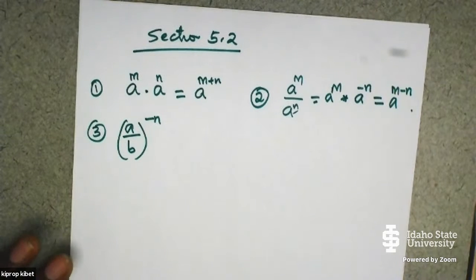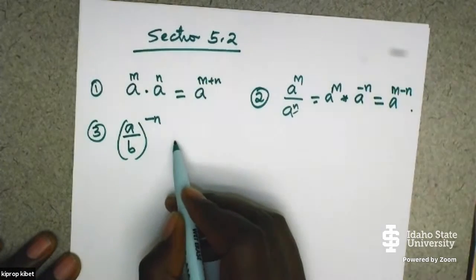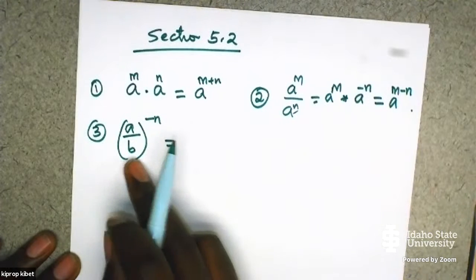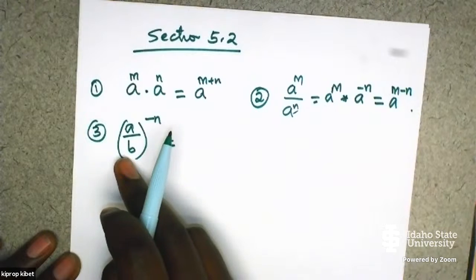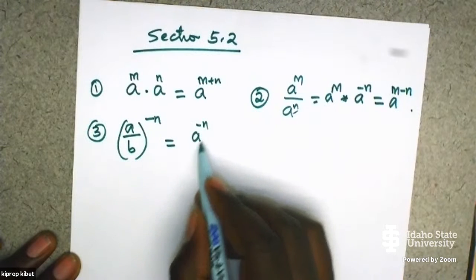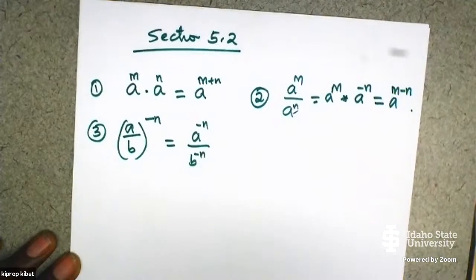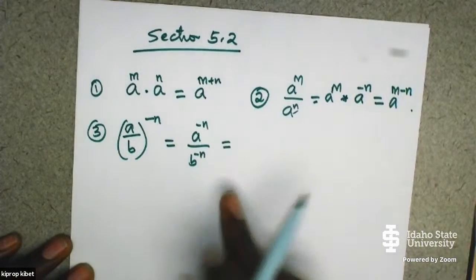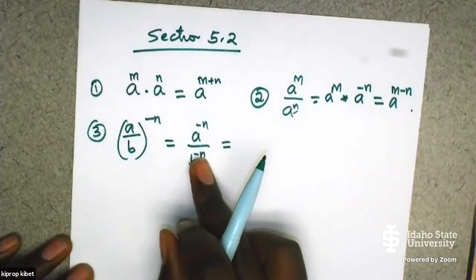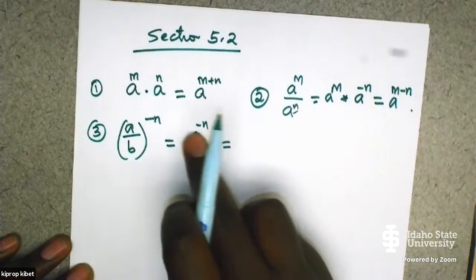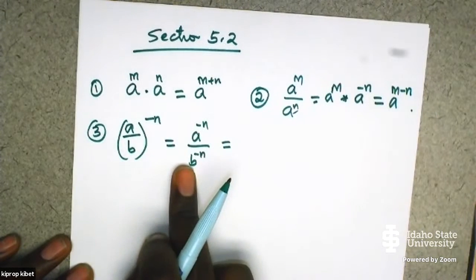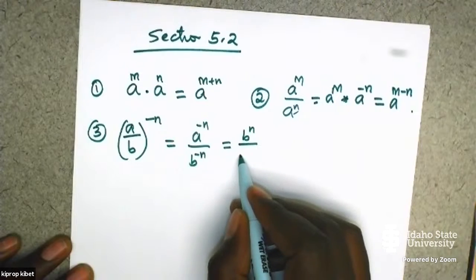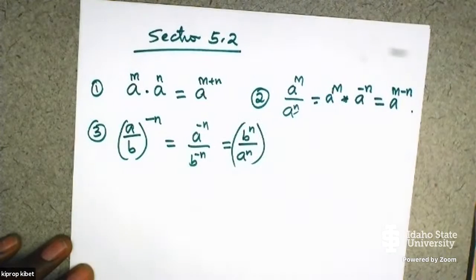Then let me confuse you a little bit. This is similar to distributing this power in each one of them, which is similar to a raised to minus n all over b raised to minus n. And now if you want to change these signs, you can take this one up, bring this one down, and all of it will be positive. So if you take this one up, then it will be b raised to n all over a raised to n, like that.